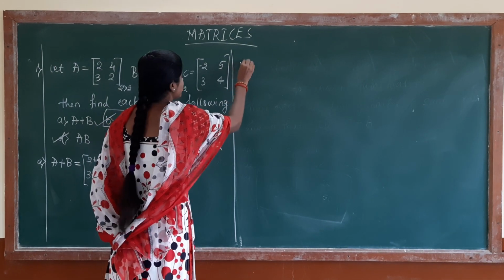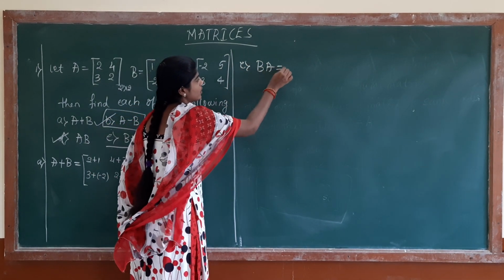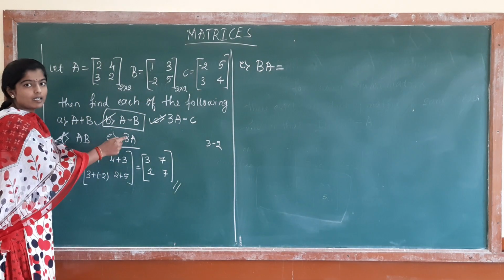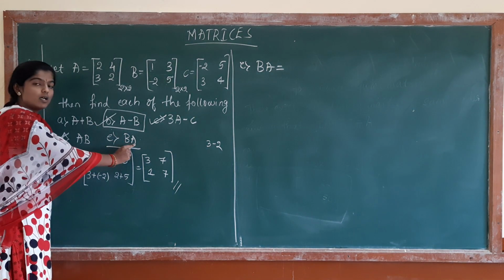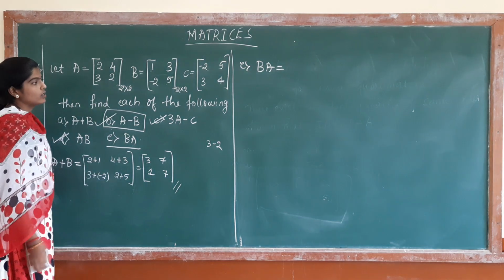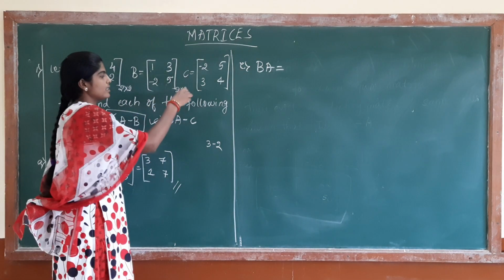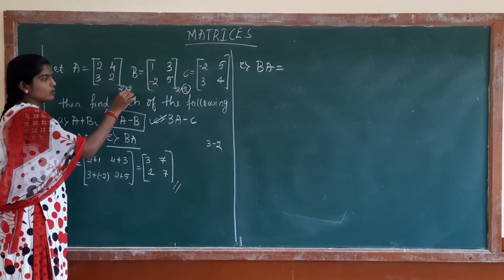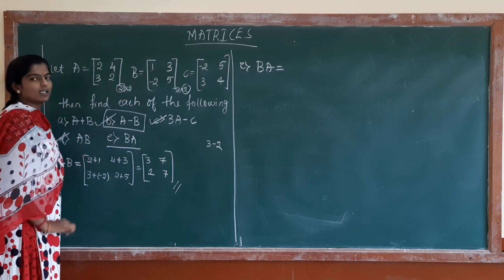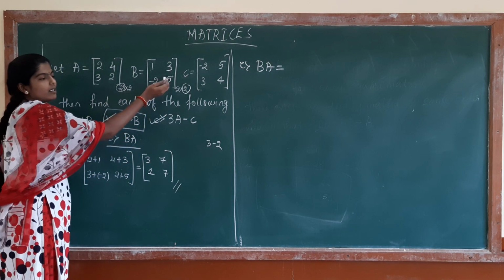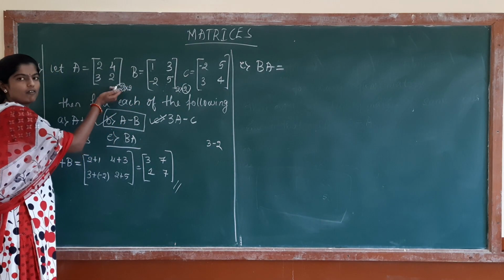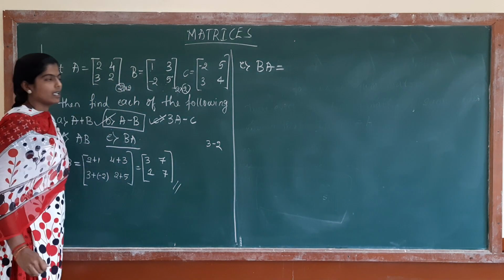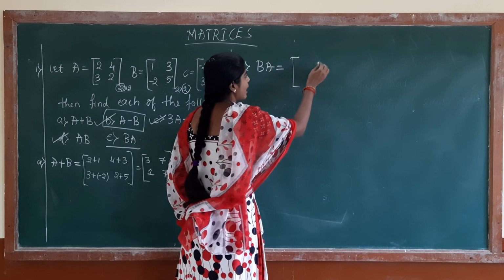So the last one is BA. BA means we have to multiply B into A. So first check whether the number of columns of B is equal to the number of rows of A or not. B is a 2 cross 2 matrix. Here the number of columns is 2. A is also a matrix of order 2 cross 2, so the number of rows is equal to 2. It means the number of columns of B is equal to the number of rows of A. Therefore we can multiply the matrices B and A. So first we have to write the matrices B and A.